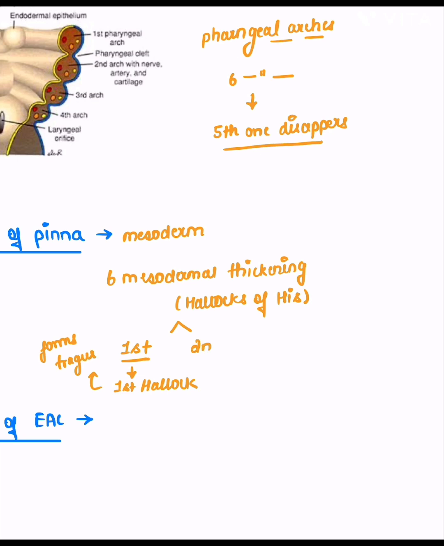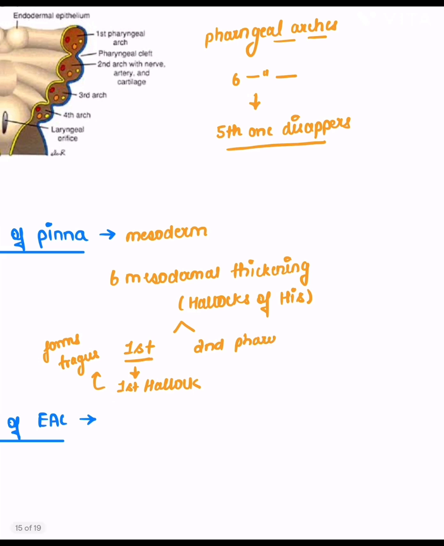From the second pharyngeal arch, the remaining 5 hillocks appear, which form the remaining pinna.